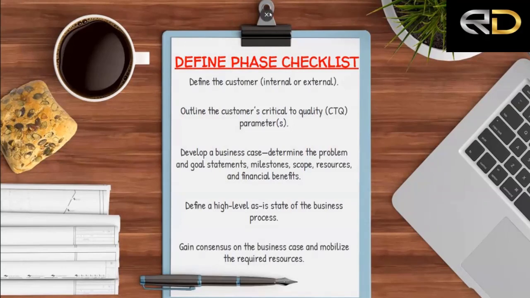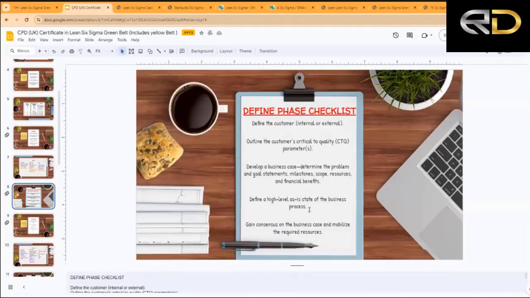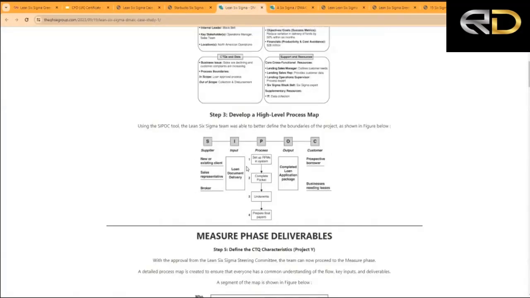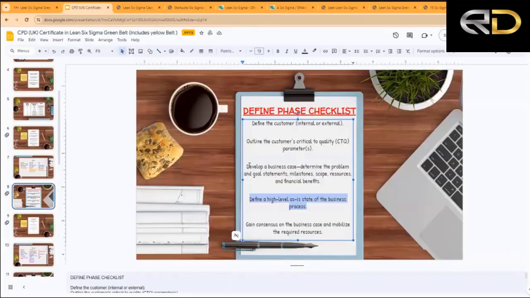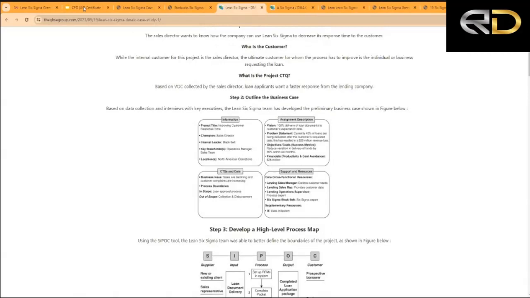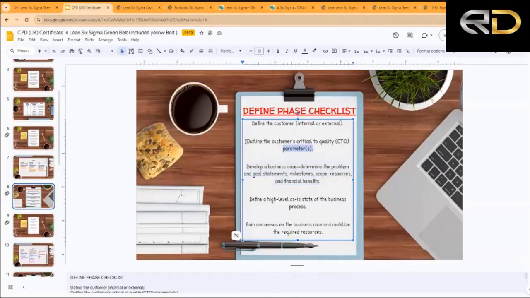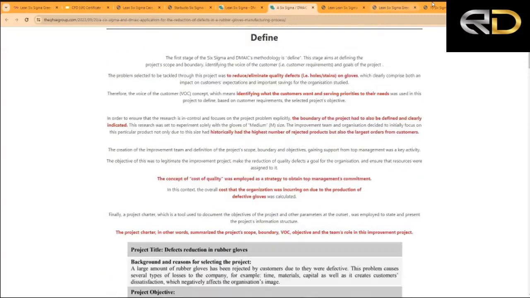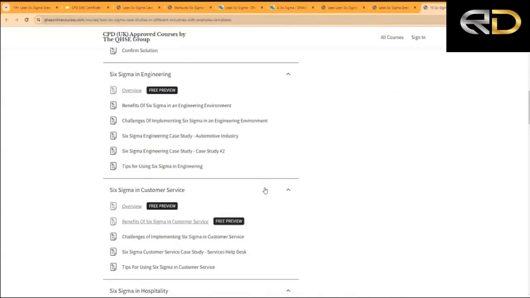So here now, as I was telling you, this is your checklist, okay? And you already know the examples, right? Define the high level as-is state of the business process. You have seen it being done, and this is what it looks like, okay? You have to develop a business case and also determine the problem and goal statement. You already have an example. This is what it looks like. So it's going to be easier for you, okay? Outline the customer's critical to quality parameter. This is what you need to do here. And there's also another example for you right here. And there are 15 more examples of the same thing being done.